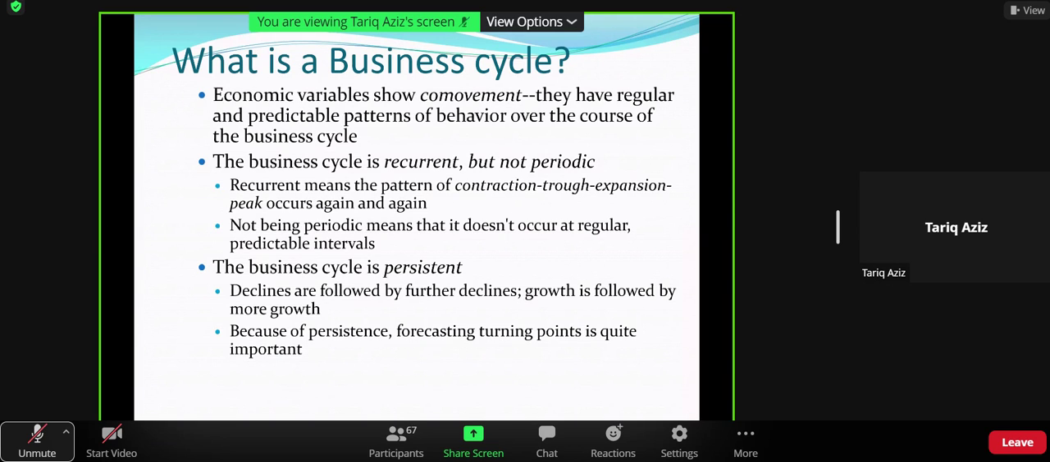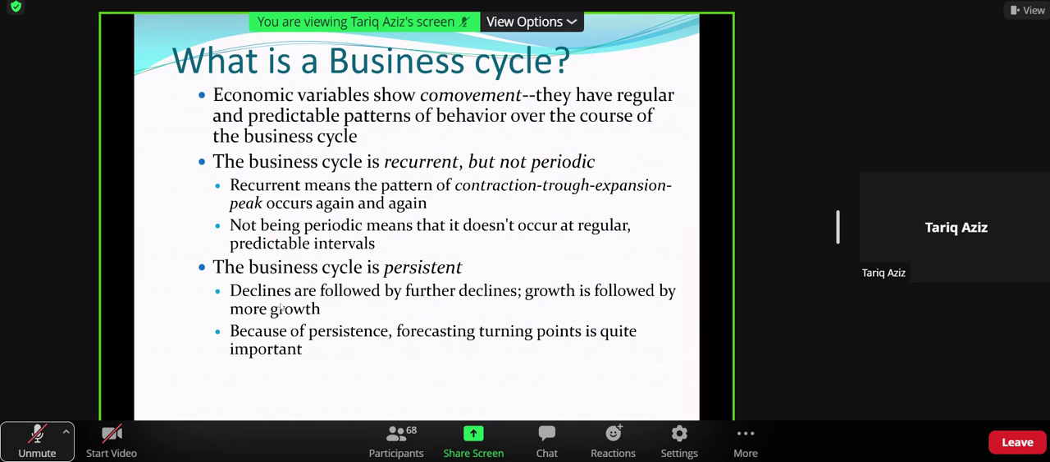So recurrent means the pattern of contraction, trough, expansion, peak occurs again and again. This wave-like movement in the aggregate economic activities will keep happening, but not being periodic means that it does not occur at regular predictable intervals. So intervals cannot be predicted. When recession will start and when it will end, that prediction is not possible. The period is not known. Although we know that it keeps happening, at what time it will start and at what time it will end is unpredictable.